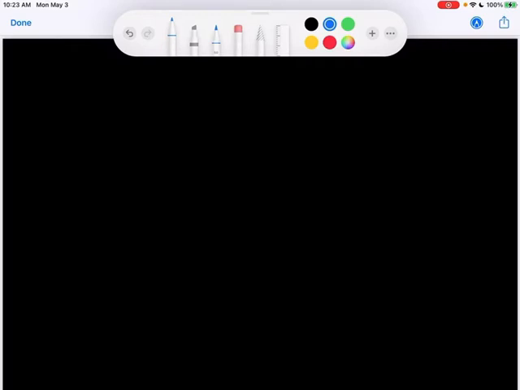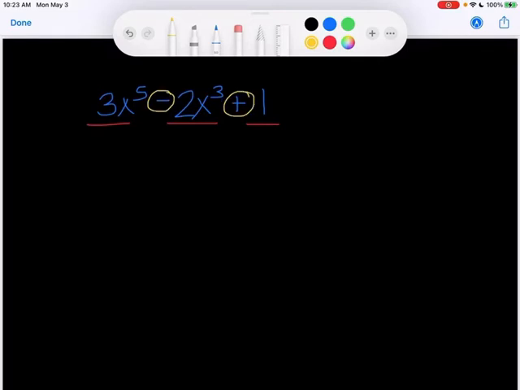So an example of a polynomial would be something like 3x to the fifth minus 2x cubed plus 1. This is an example of a polynomial. There are three terms here. That's a term, and that's a term. They're terms because anything that is separated by an addition or subtraction sign splits it into terms. Think of it as a chain, okay? And it's connected by these addition and subtraction signs.